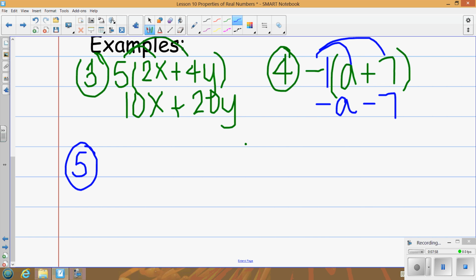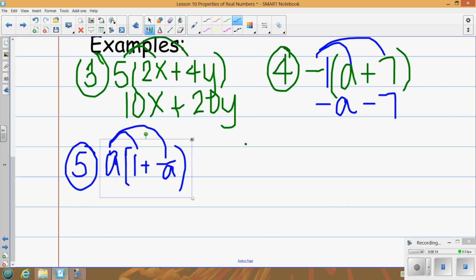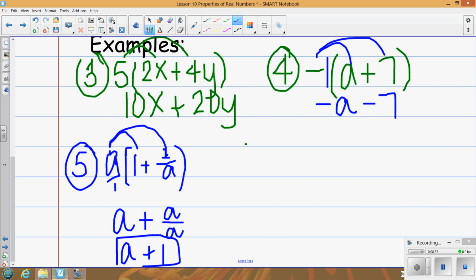And what about if we had some fractions? So what if I had something like this, where I had a times 1 plus 1 over a. So for this one, again, you're distributing each piece. So a times 1 gives me a, times 1 over a, so this is a 1, is going to be a over a. Because again, remember you're thinking of it as a over 1, multiply across the top, multiply across the bottom, and then we know we can simplify this to a plus 1, because a divided by a is just 1.